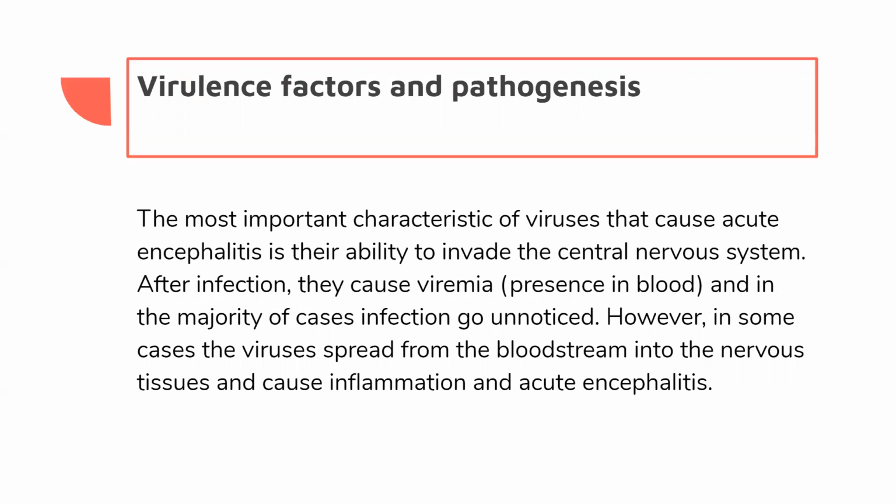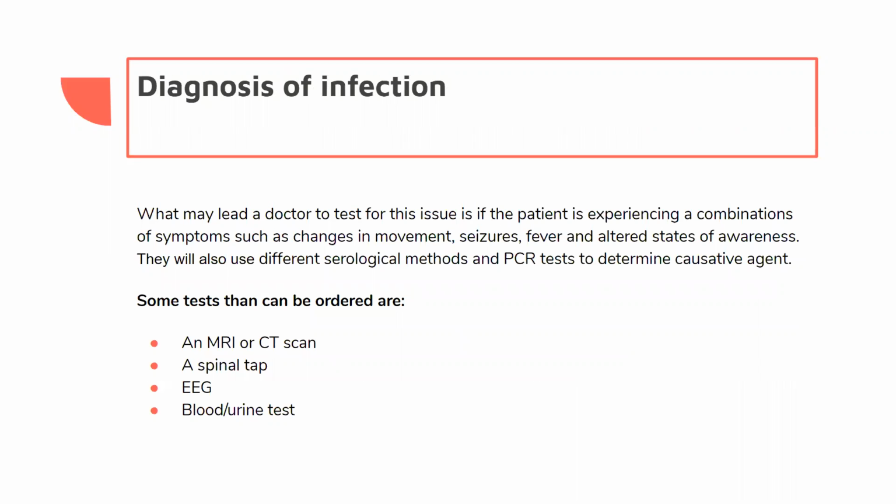Virulence factors and pathogenesis. The most important characteristic of viruses that cause acute encephalitis is their ability to invade the central nervous system. After infection, they cause viremia, which is a presence in the blood, and in the majority of cases, infection goes unnoticed. However, in some cases, the viruses spread from the bloodstream into the nervous tissue and cause inflammation and acute encephalitis.